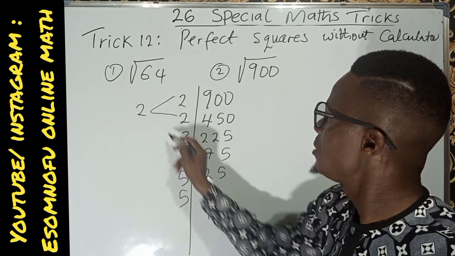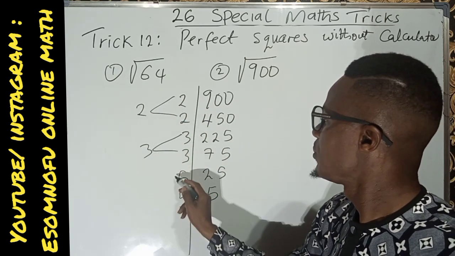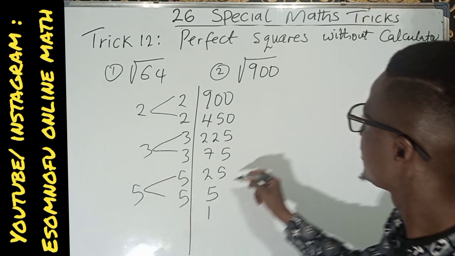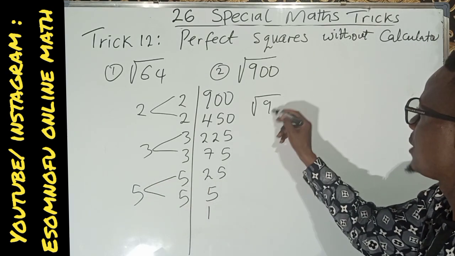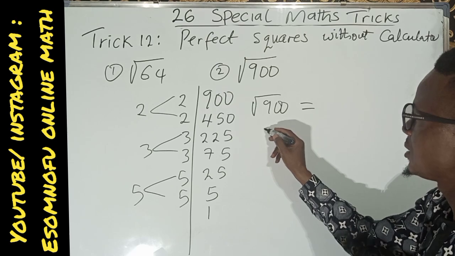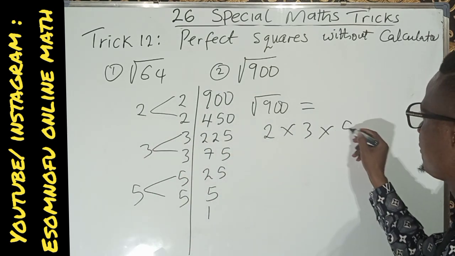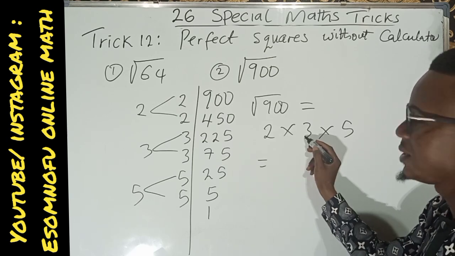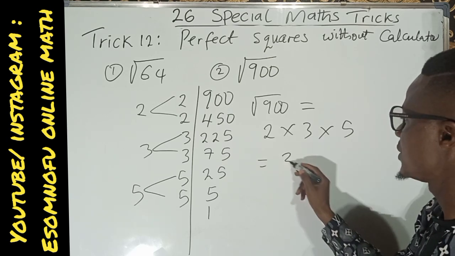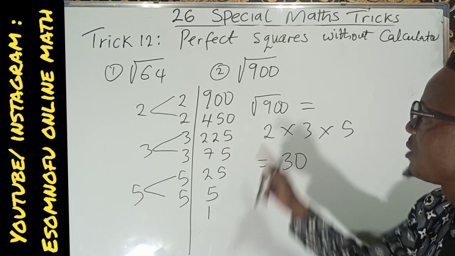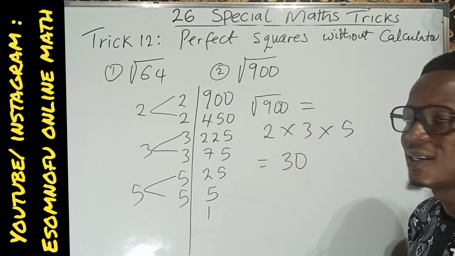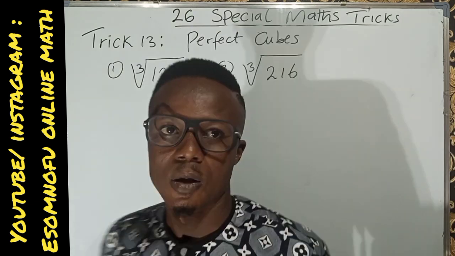This is pairs of 2, pairs of 3, and pairs of 5. Hence, square root of 900 is the same thing as these 2 times the next 3 times 5. And 2 times 3 is 6. 6 times 5 is 30. Hence, the square root of 900 is 30. Let's go to trick number 13.